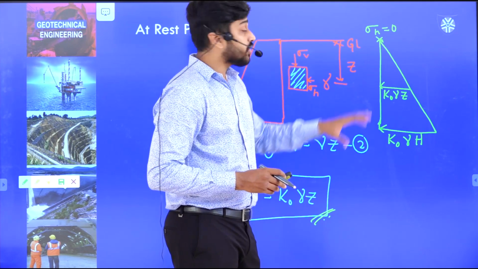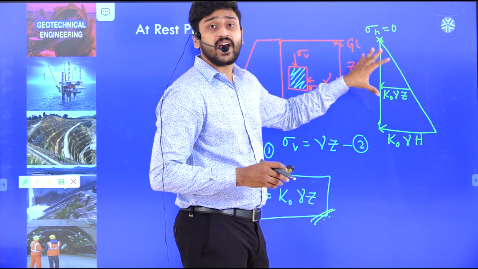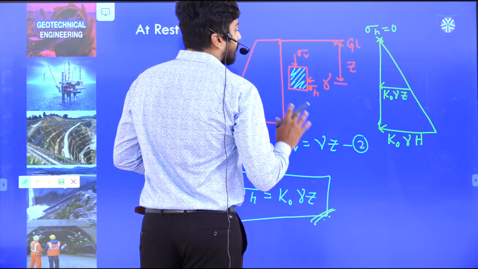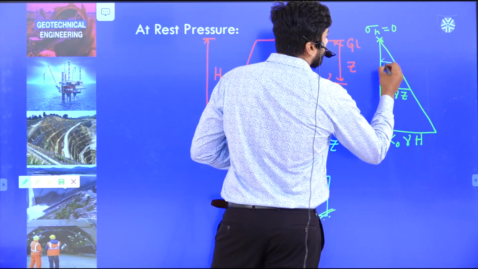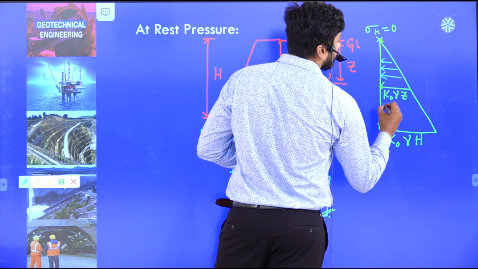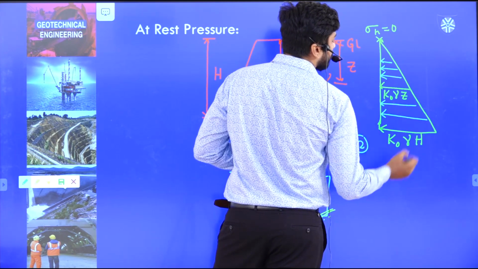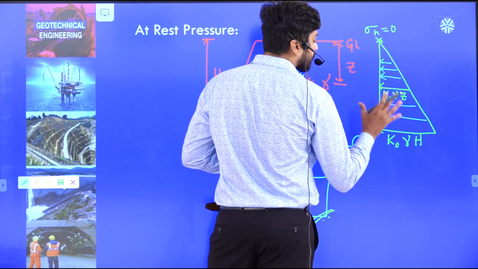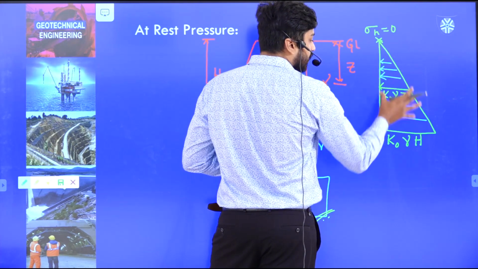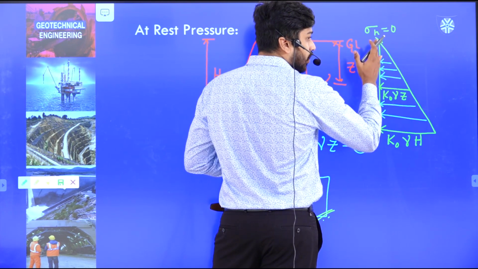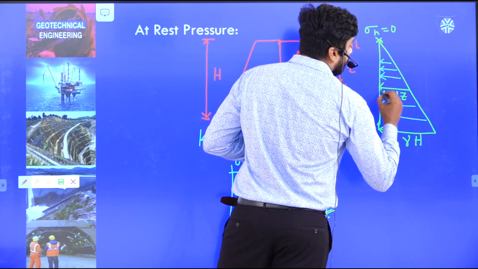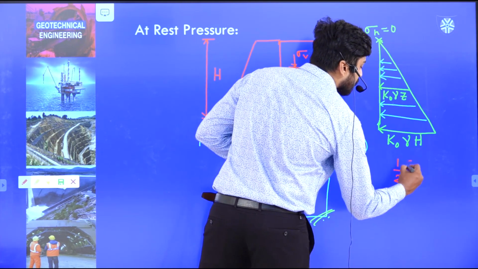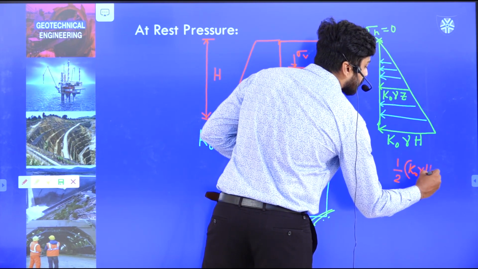If I have to represent this entire thing in the form of a lateral force, how do we consider it? If there are n number of lateral forces along this direction, the lateral stress is represented by the area of this stress diagram, or pressure diagram. Since it is a triangle, the area is half into base, k naught gamma h, into height.